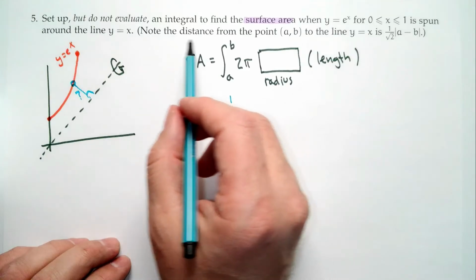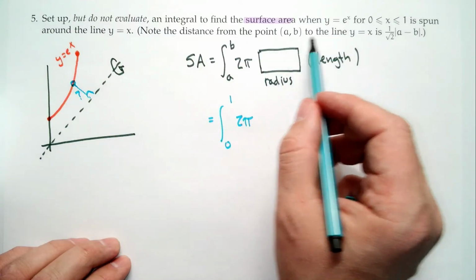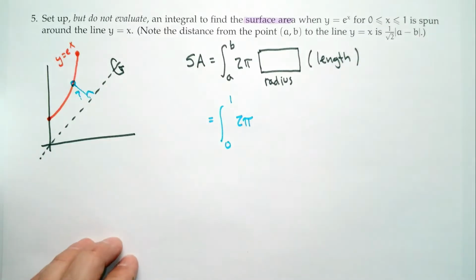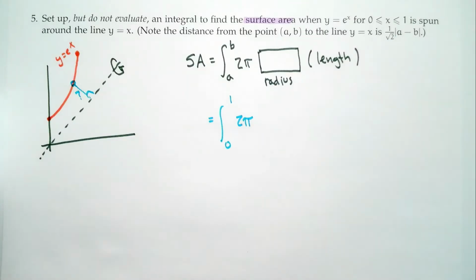There's actually a note here. We probably should have read it. The distance from a point (a, b) to the line y equals x is 1 over root 2 times the absolute value of a minus b. Okay, we can use the note.